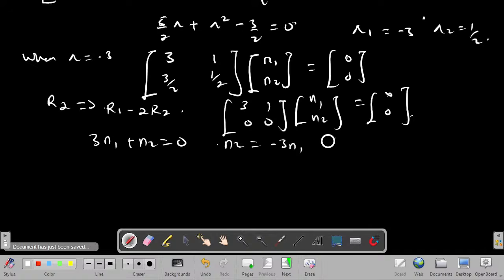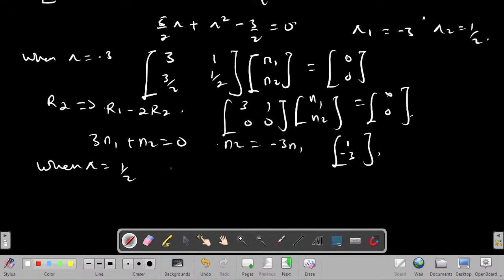Okay, so you are going to have the eigenvector to be equal to what? When n1 is 1, you get 1. Then our n2 to be what? Negative 3. So this is our eigenvector: 1, negative 3. Then when our eigenvalue is half, what do we get? You get that my first entry will give me negative half, right? Negative half, then 1. Then I also get 3 out of 2.